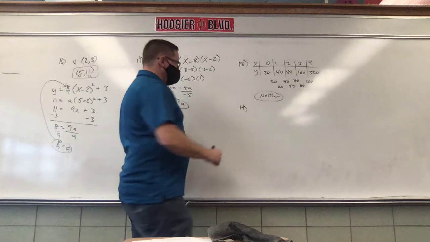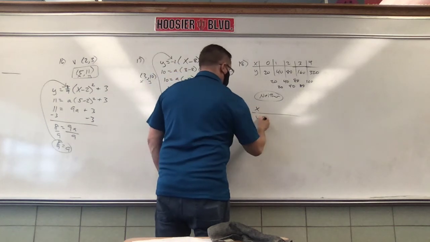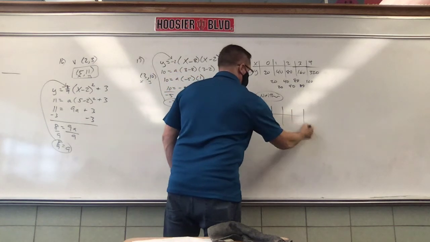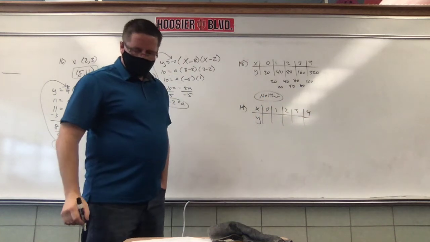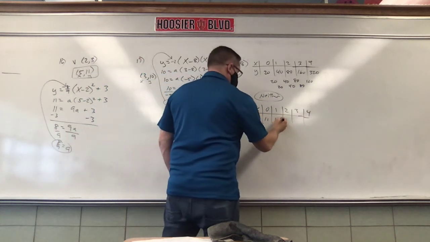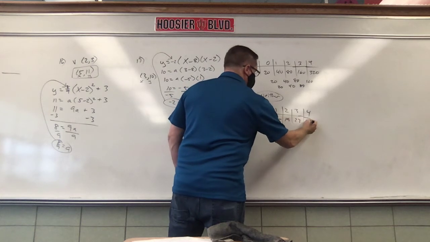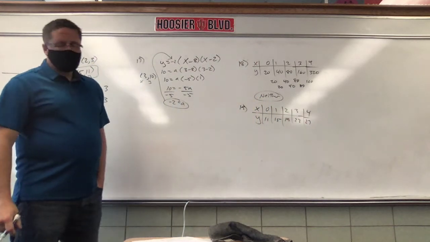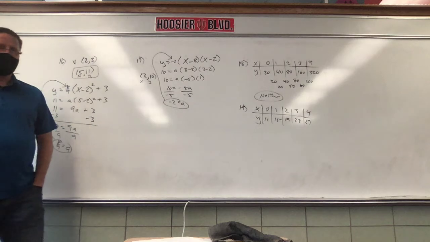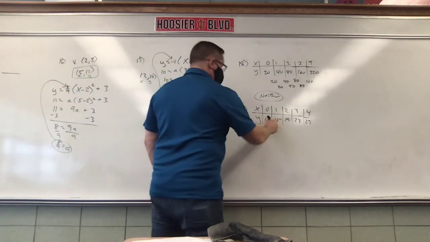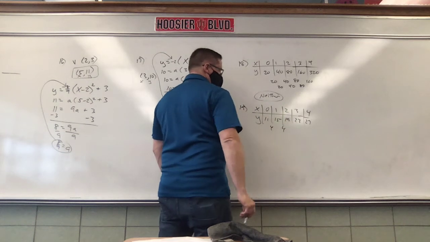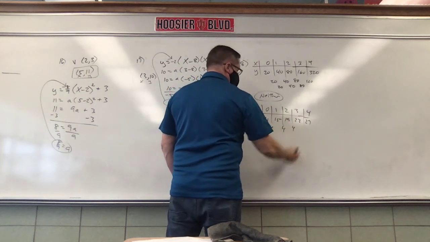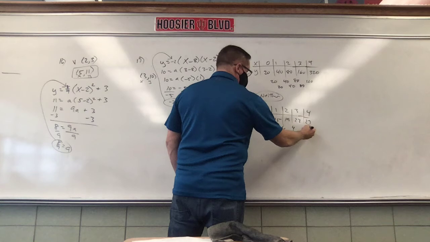0, 1, 2, 3, 4. And 11, 15, 19, 23, 27, I think. Okay, so we start this one out the same way again. We subtract. 15 minus 11 is 4. 19 minus 15 is 4. 23 minus 19 is 4. 27 minus 23 is 4.